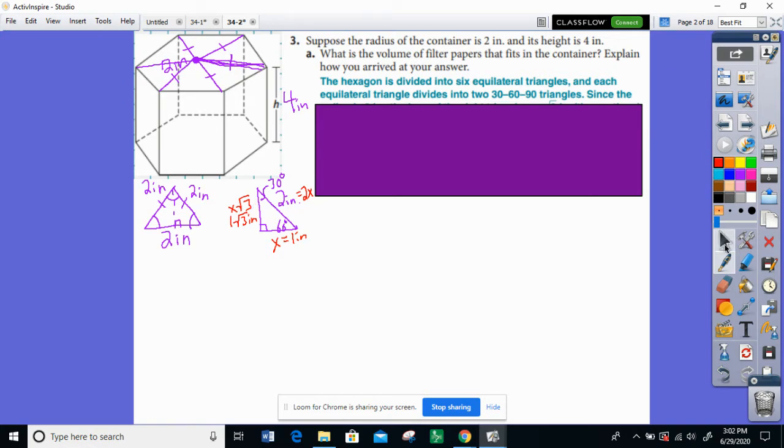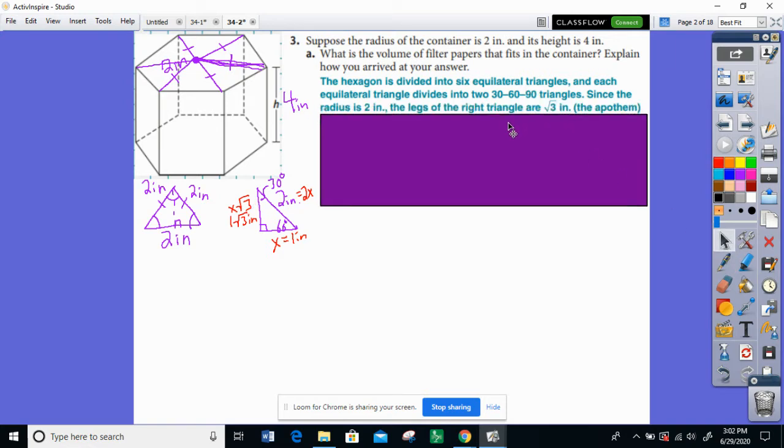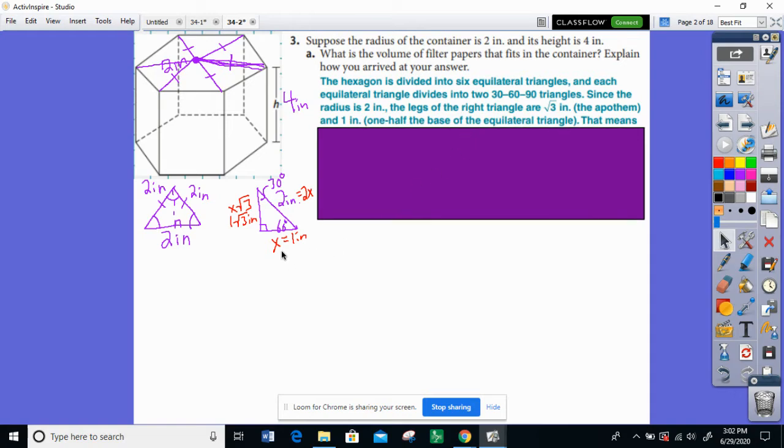So now it's telling us that since the radius is 2 inches, the legs of the right triangle are 1 times the square root of 3. That's the apothem. That's one leg, and the other leg is 1 inch. That's the side that we solve for right here. That gives us the base of the hexagonal prism.